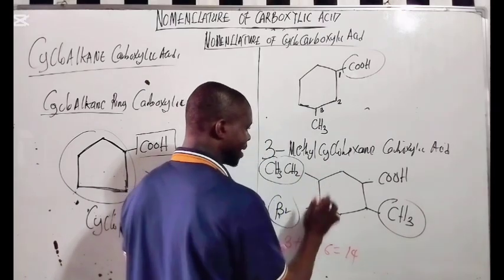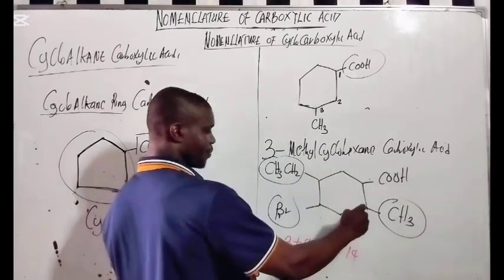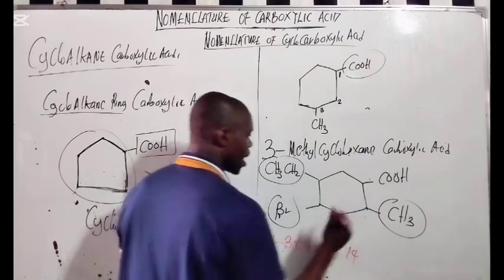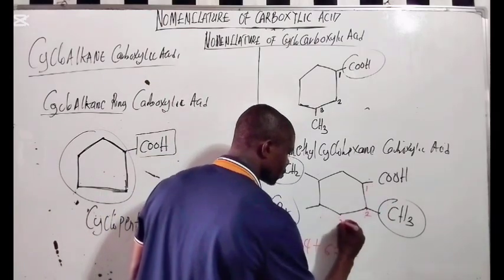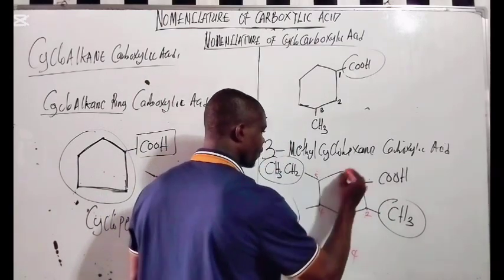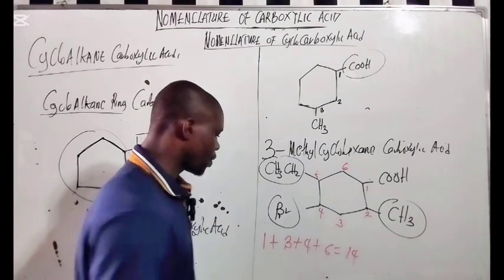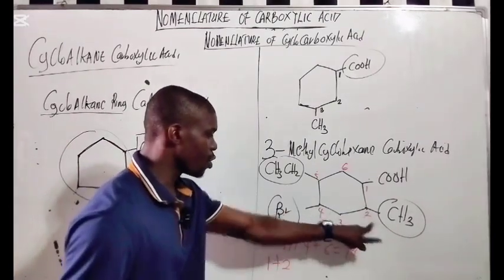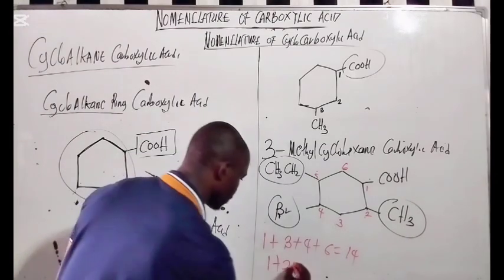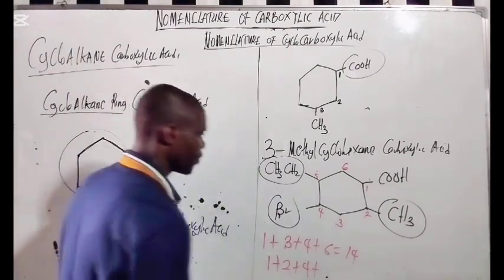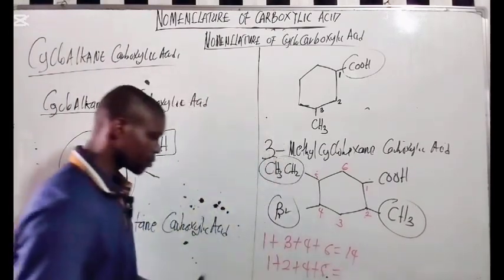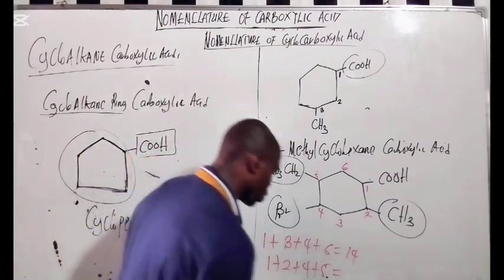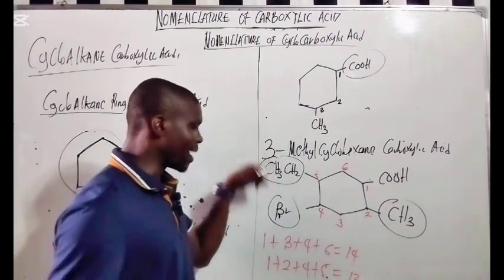But what about if I start from the other side? Here I have 1, 2, 3, 4, 5, and 6. So it will be 1 plus 2 plus 4 plus 5, which is going to be 12. So this is the right numbering here.